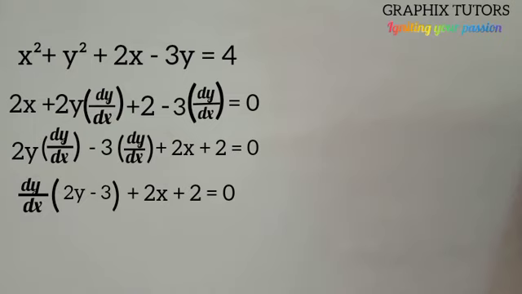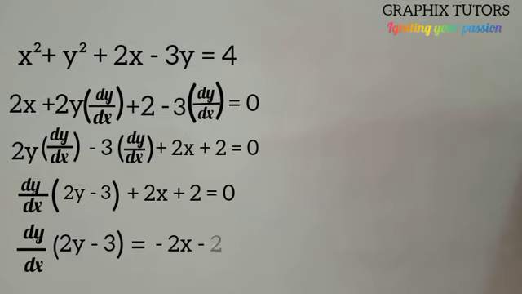0. Now, your aim here is to make the dy/dx the subject of the formula. So that means I'm going to take 2x and 2 to the other side of the equal sign. Since they are positive on the left hand side, if they're going to the right hand side, they'll become negative. So we're having dy/dx multiplied by 2y minus 3 in brackets equals to minus 2x minus 2. You see, the positives have become negative because they have changed position from the left hand to the right hand side.